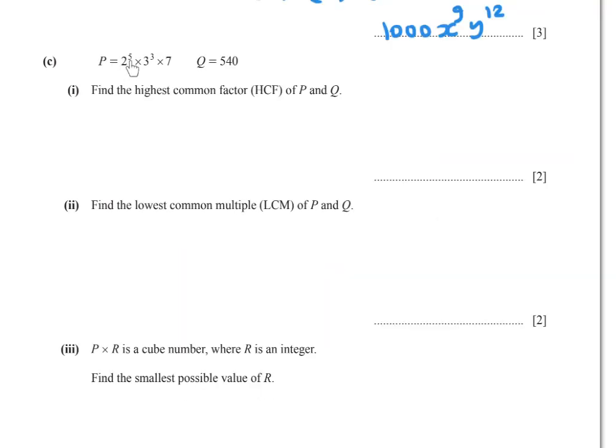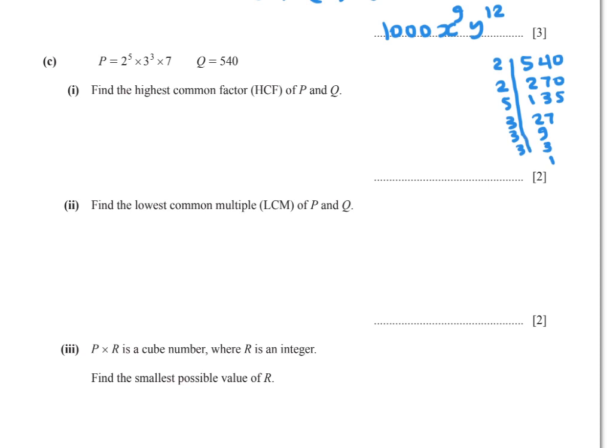C, b equals 2 power 5 times 3 power 3 times 7, q equals 540. Find the highest common factor HCF of b and q. We need to factorize 540. Now divide by 2, 270. Divide by 2, 135. Now you can divide by 5, equals 27. 27 divided by 3, 9. 9 divided by 3, 3. 3 divided by 3, 1.